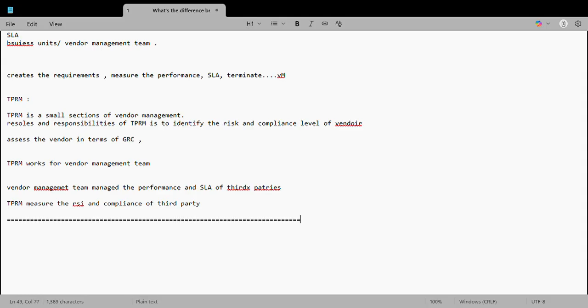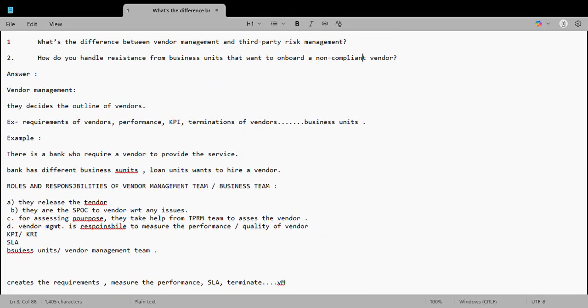Coming to the second question, guys. What is the second question? The second question is how to handle resistance from business units to onboard a non-compliant vendor.